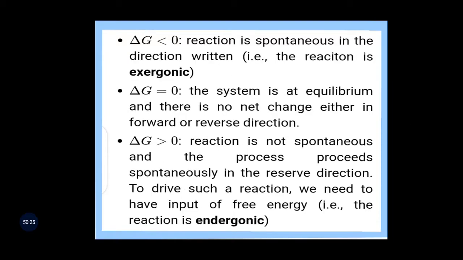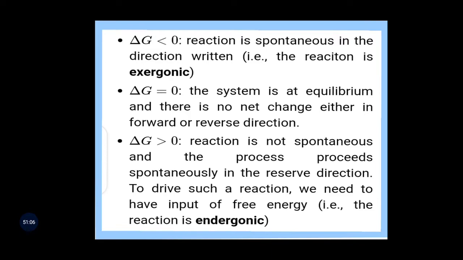Now let's take a look at this. If delta G is less than 0, that means delta G is negative. And whenever delta G is negative, the reaction is spontaneous. The reaction will be spontaneous, that is exergonic. A spontaneous reaction is exergonic, and that means the reaction is giving out heat. The enthalpy there will be exothermic, negative.